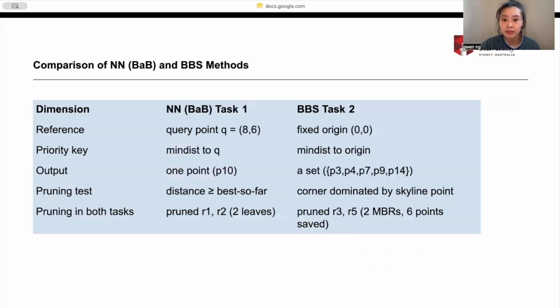So lastly, how do we compare them? They share a lot of the same things, such as the same R-tree and the same best-first traversal. But what are the differences? Nearest neighbor measures everything against a moving query point, such as Q, while skyline measures against the fixed origin.